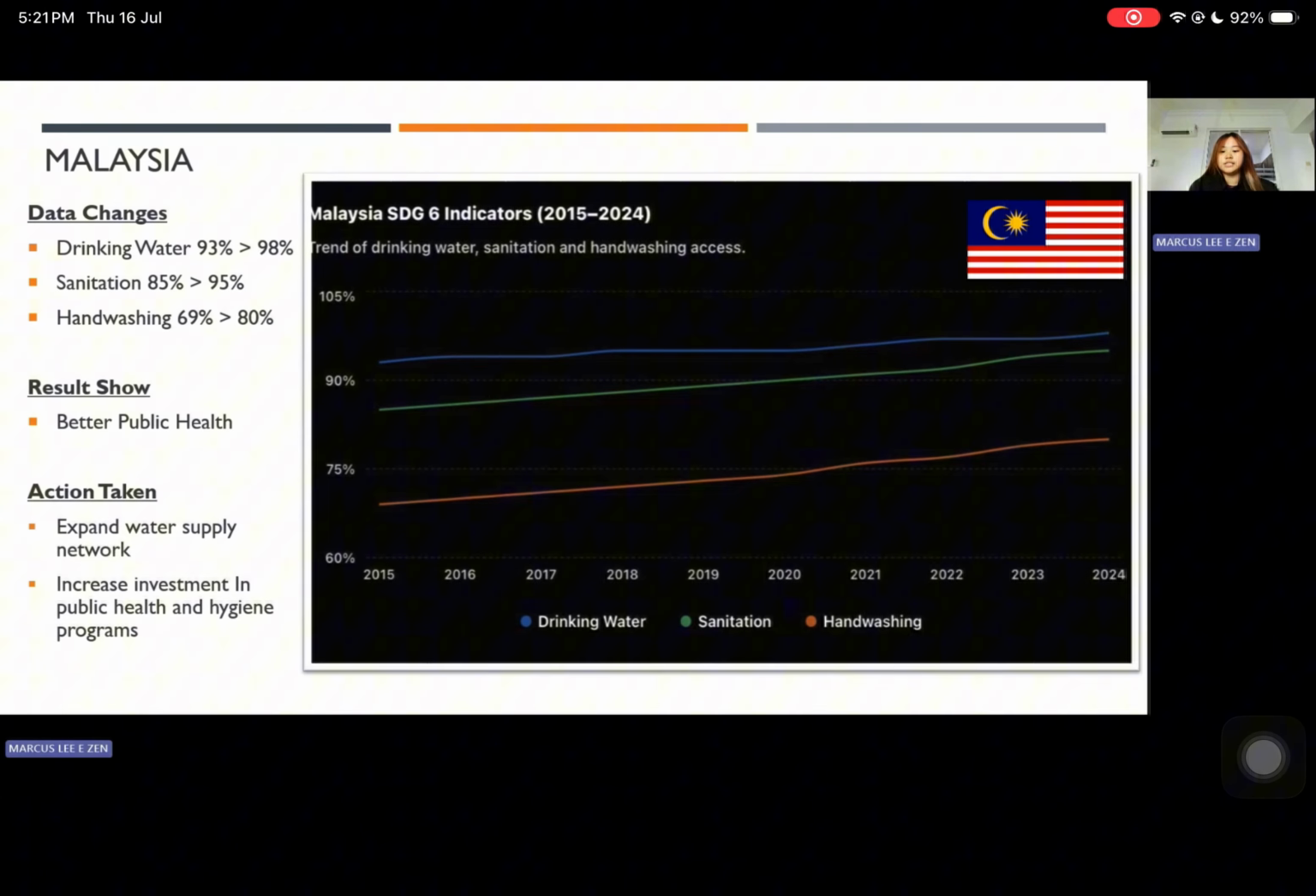Malaysia has made good progress in SDG 6. Access to safe drinking water increased from 93% to 98%. Sanitation improved from 85% to 95%, and hand washing facilities increased from 69% to 80%. These improvements have led to better public health. The government achieved this by expanding the water supply network and investing more in public health and hygiene programs. I'll pass to my group member.